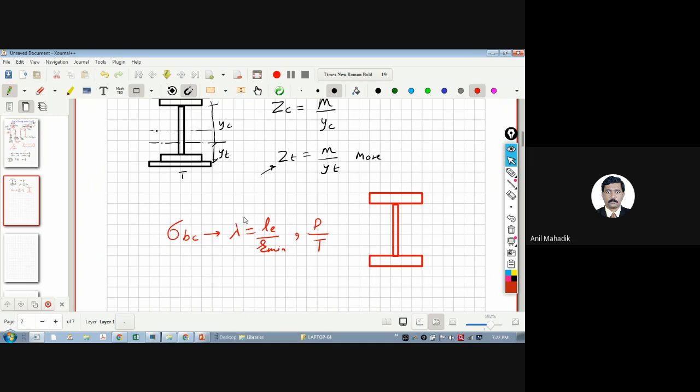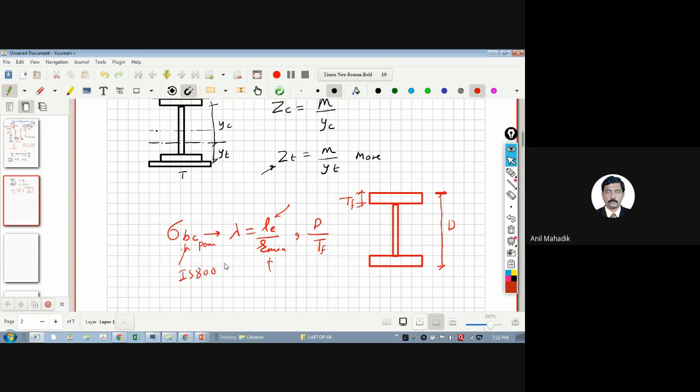So what is D? This D, capital D, is nothing but the overall depth of the member from here to the bottom. And this is the thickness of the flange, TF. So D by T means this ratio. You can get this D and TF value from the steel table. You know how to get the L effective values, and R minimum we get from the steel table. And we get this permissible stress from the IS code, IS 800.